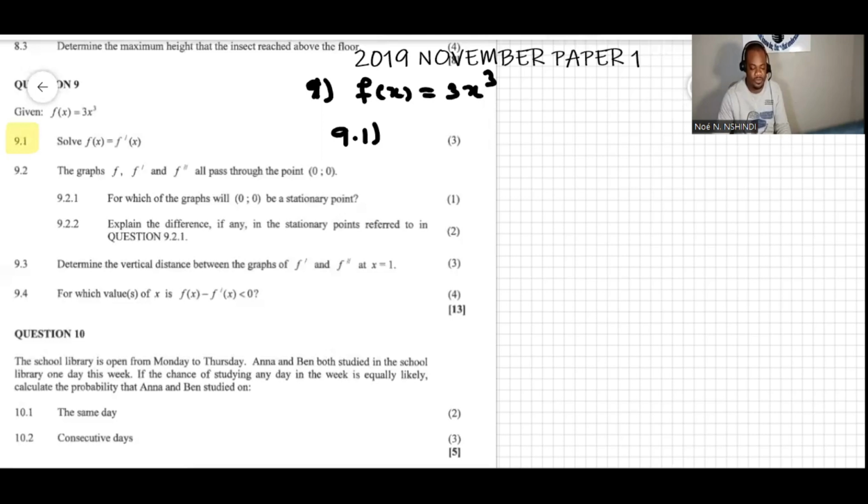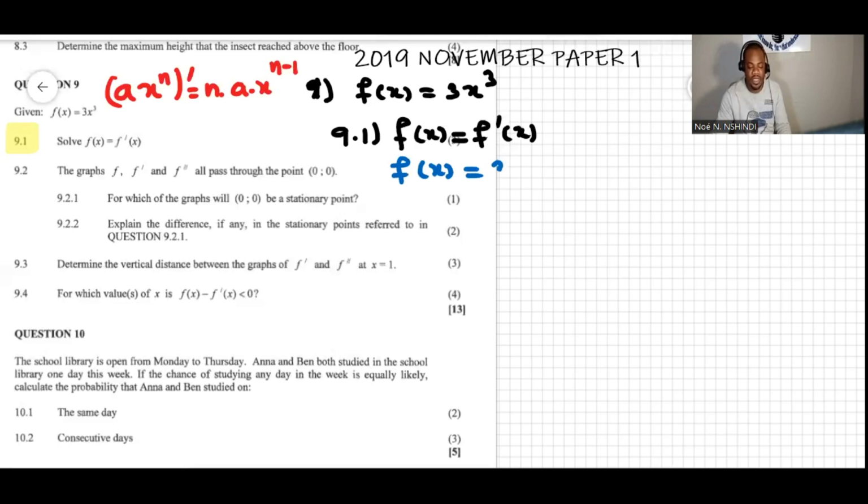So question 9.1 says f of x equal to f prime of x. Now let's first work out f of x, which is already given, and then we need to calculate f prime of x. But before we do, let's first talk about how we differentiate the function. Each term of the function, given in the form ax to the power of n, has a derivative of n times a times x to the n minus 1.